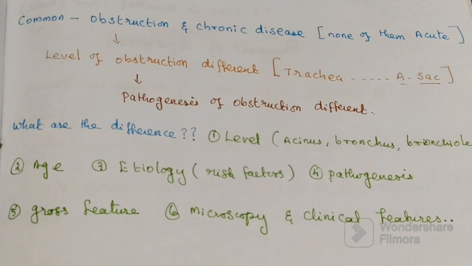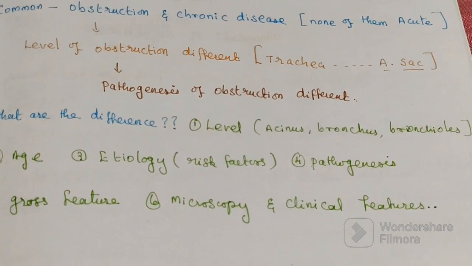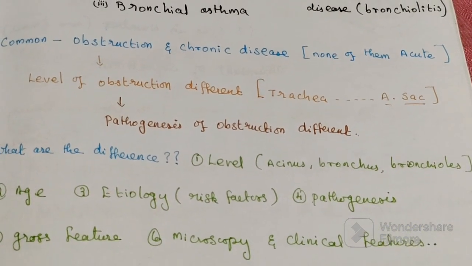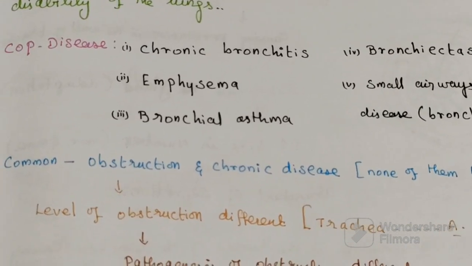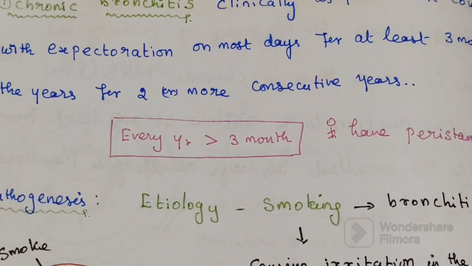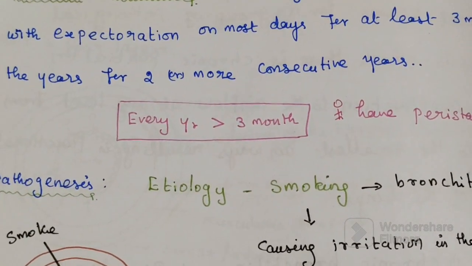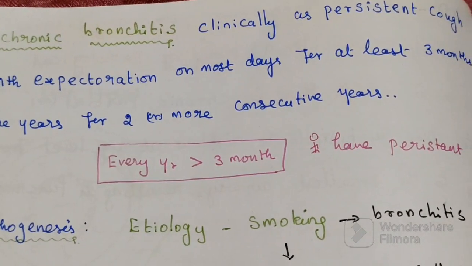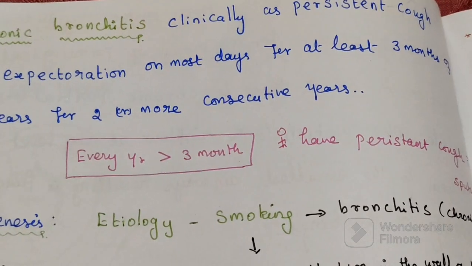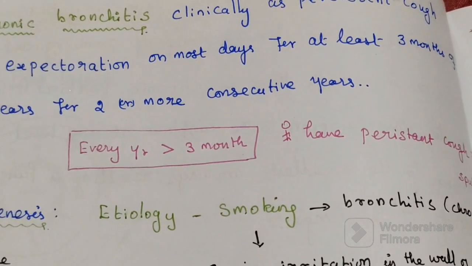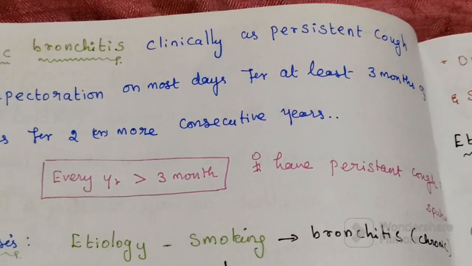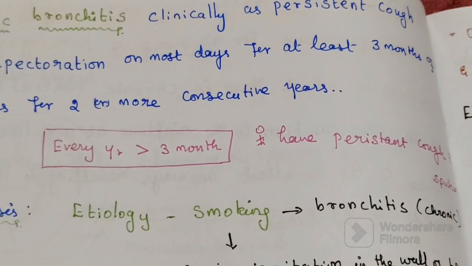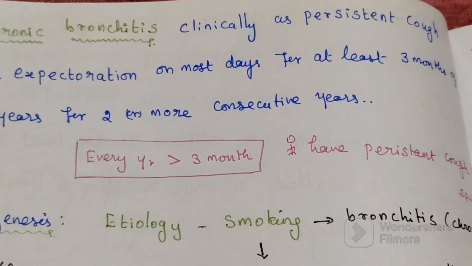Then gross pictures, microscopy, and clinical pictures. Among the various forms of COPD, we start with chronic bronchitis. What is chronic bronchitis? Chronic bronchitis is a common condition defined clinically as a persistent cough, either a dry cough or a cough with sputum.